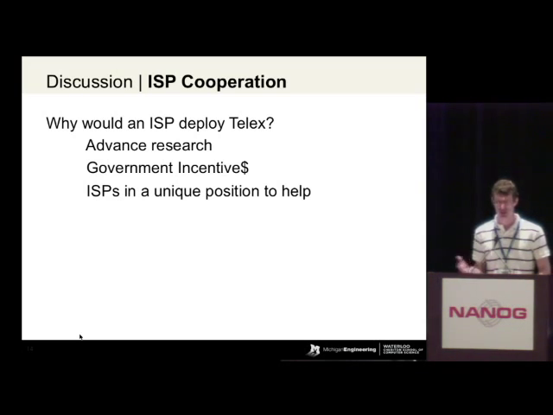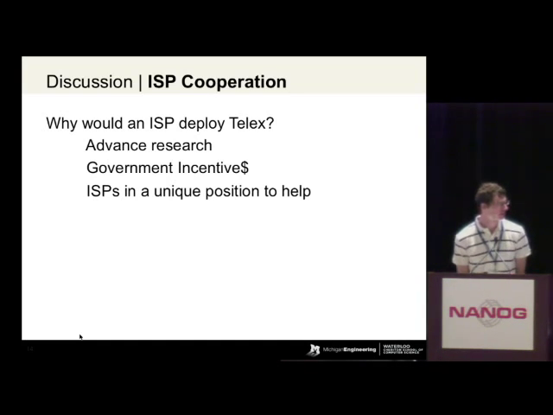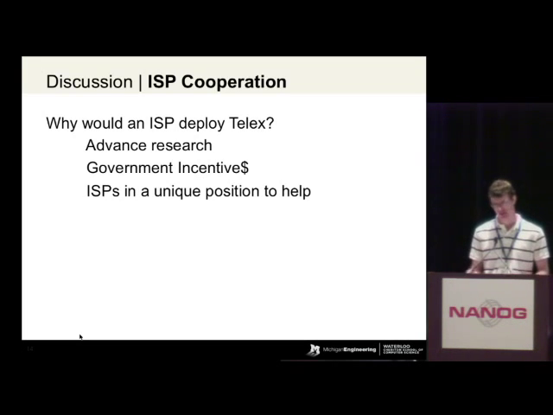So one is to advance the state of the art of research. And what we're looking at is things like deep packet inspection and man-in-the-middle attacks, but for good, and steganography. And I think that's actually a pretty motivating reason for a lot of research-oriented ISPs to be looking at something like this. There's also government incentives. Our government, as well as many others, has previously sent money toward anti-censorship proxies and projects like this. So there's some potential funding there.